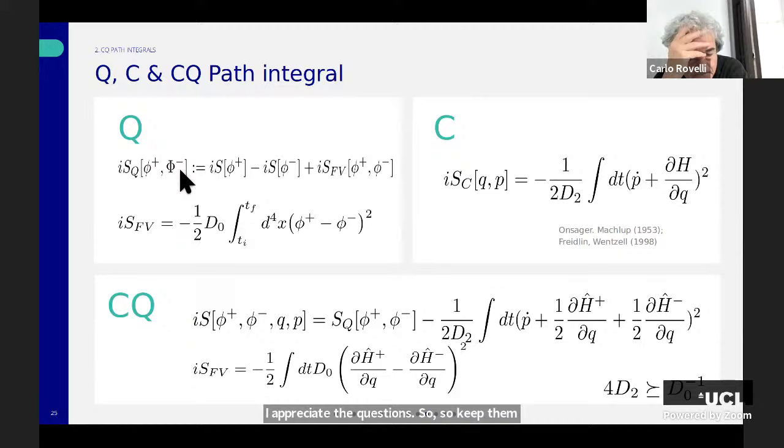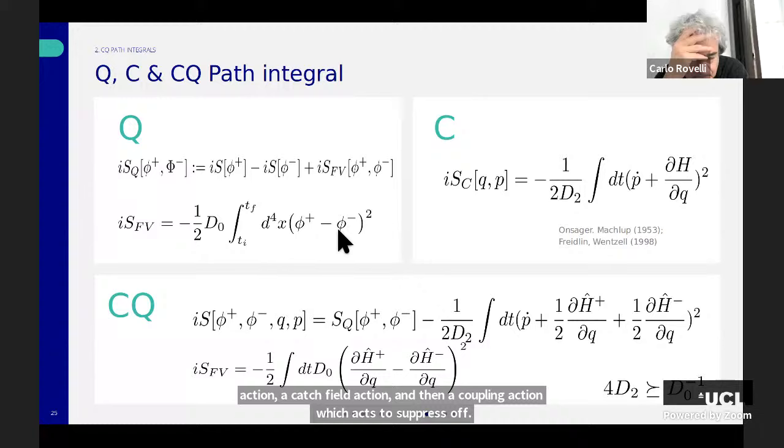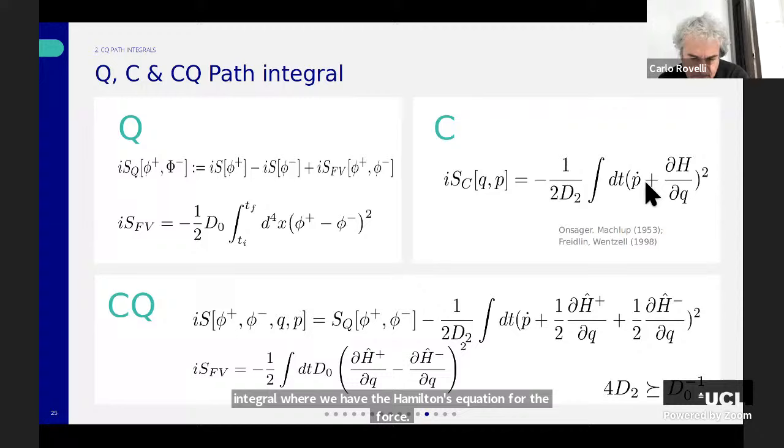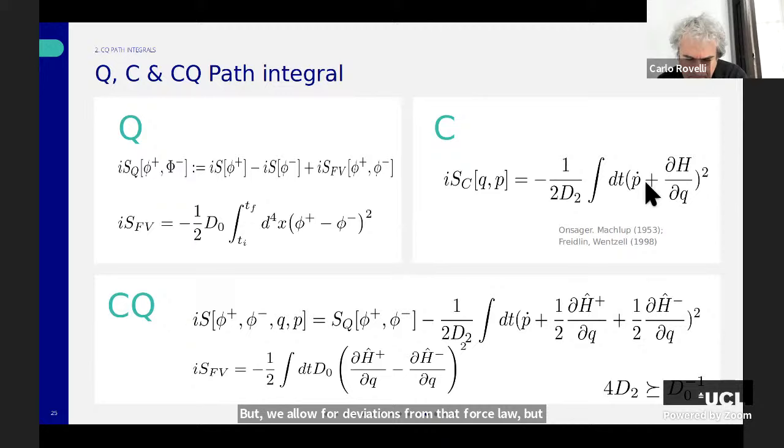Okay, so now let's just compare them. In one slide, we have the quantum path integral, which has a bra field action, a ket field action, and then a coupling action, which provides decoherence and acts to suppress terms where the bra field and the ket field are very different. So that's like suppressing off-diagonal elements, and the further apart they are, the more they get suppressed. Here we have a classical path integral, which looks like a Brownian motion. So we have Hamilton's equation for the force, but we allow for deviations from that force law, but they are suppressed by an amount which is controlled by D2.